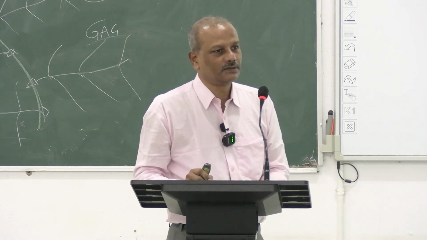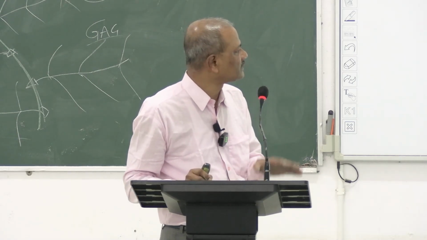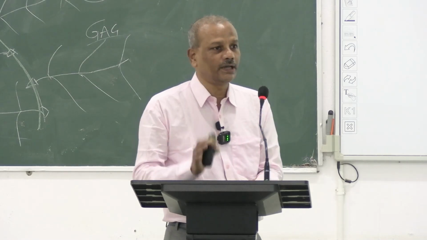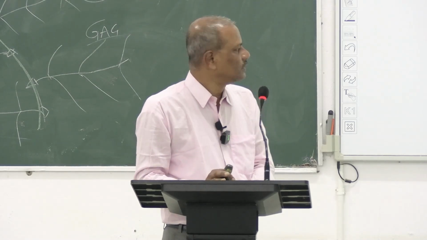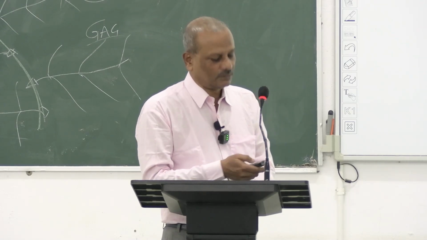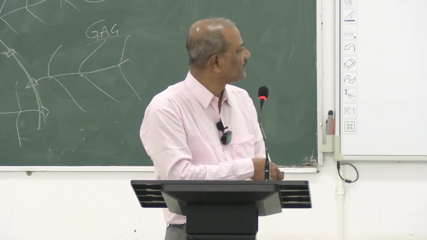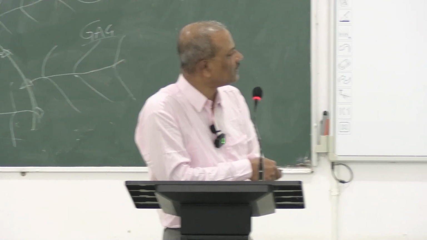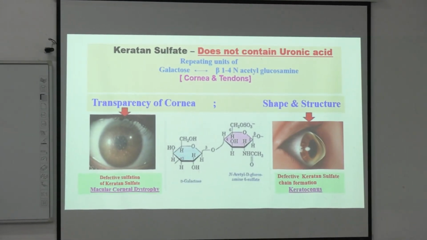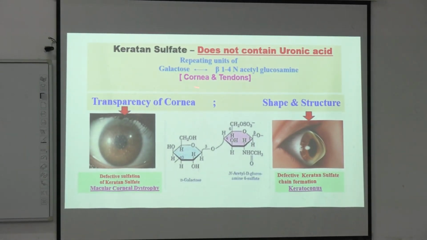Chondroitin sulfate is another important structure that is present in the connective tissue, cartilage, bone, cornea and skin. So they maintain the shape and structure. You see, keratan sulfate doesn't contain uronic acid, and it is a repeating unit of galactose and beta 1,4-N-acetylglucosamine. It is present in the cornea and tendons.